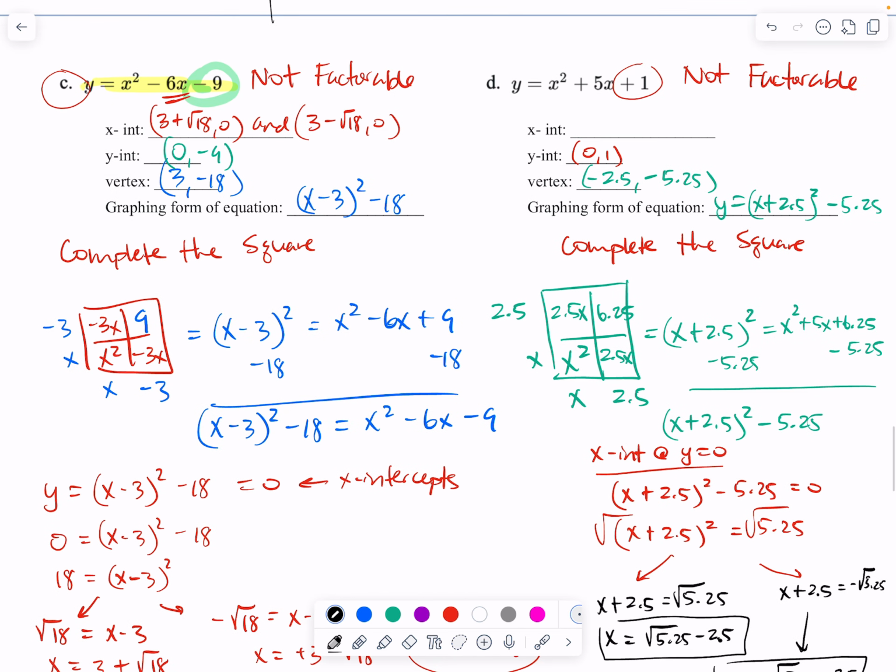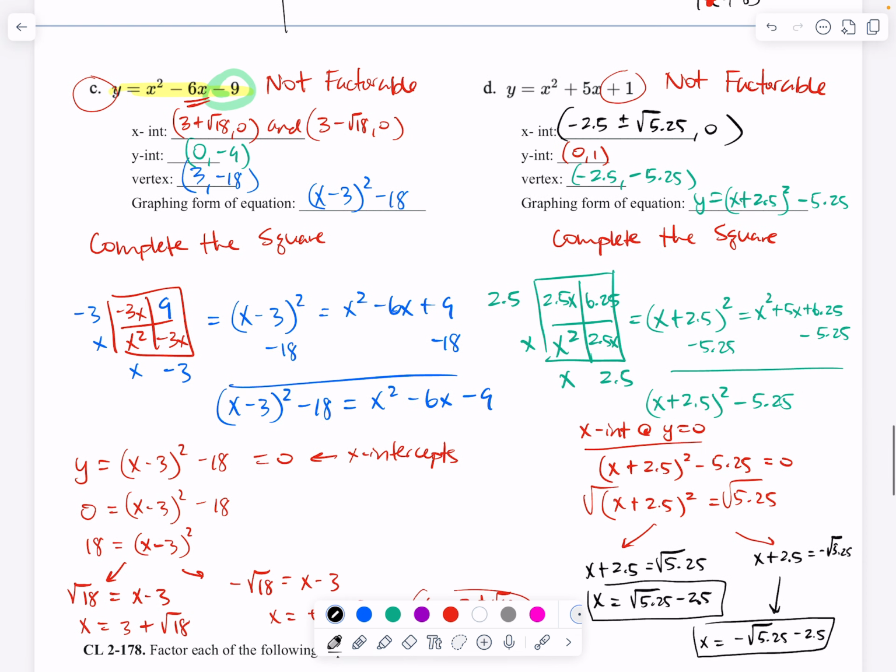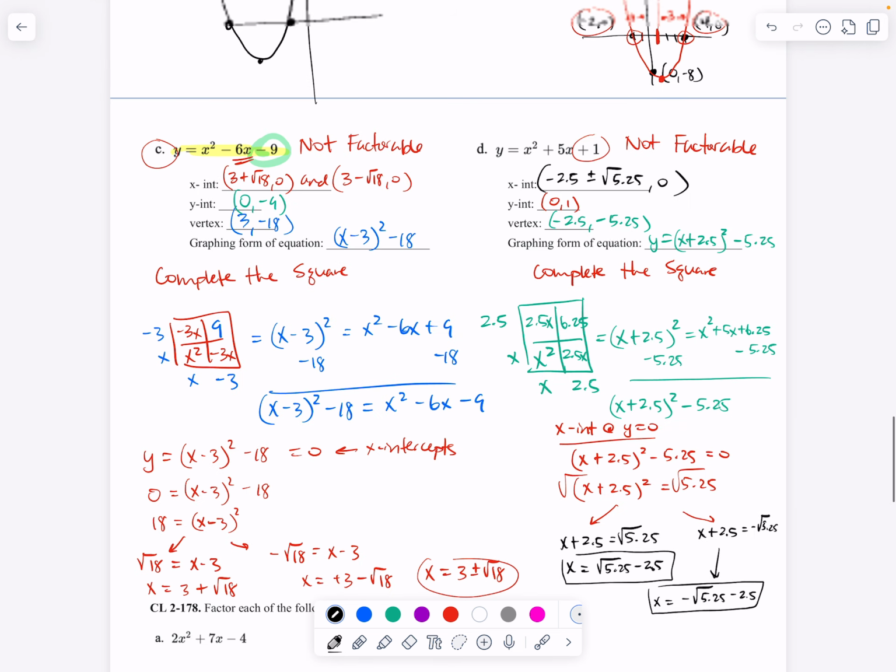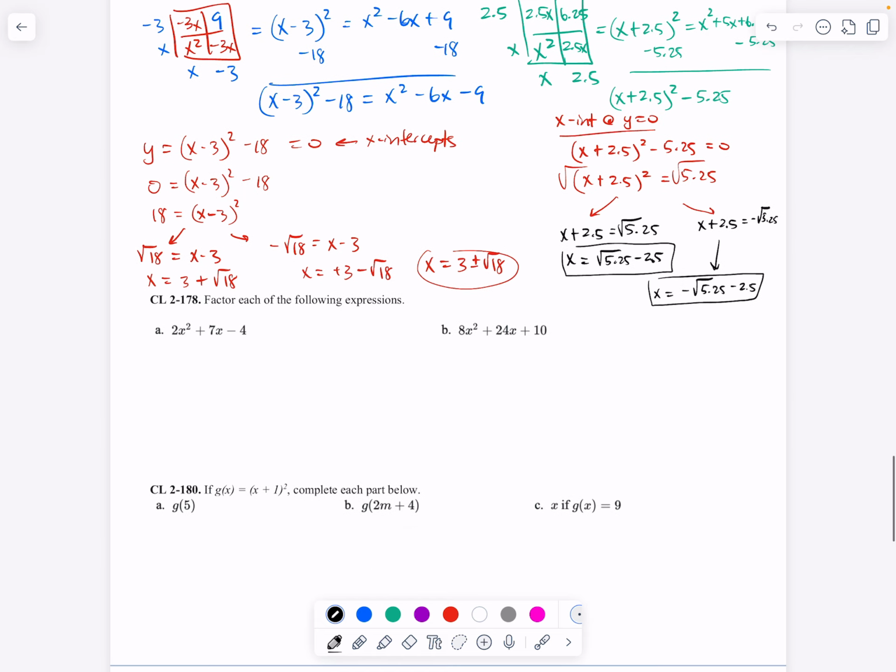I'm going to flip them around. It might be a little bit easier to see this. Negative 2.5 plus or minus the square root of 5.25, comma 0. That includes two x-intercepts. So negative 2.5 plus or minus the square root of 5.25. All right, finishing it up here.